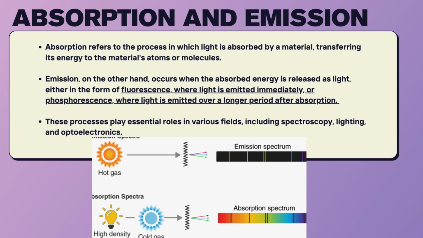Emission. Emission is the process by which absorbed energy is released as light. This can occur immediately, as in fluorescence, where absorbed energy is re-emitted almost instantaneously at a lower energy, or over a longer period, as in phosphorescence, where the emission of light persists after the excitation source is removed.